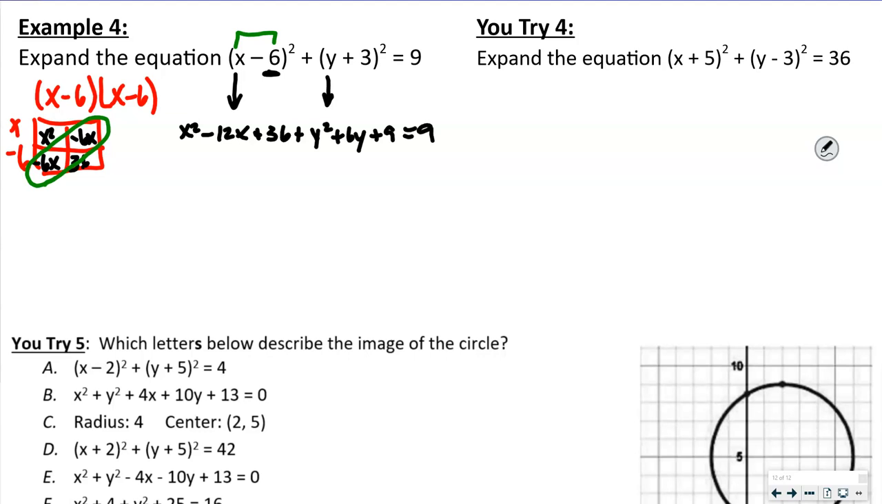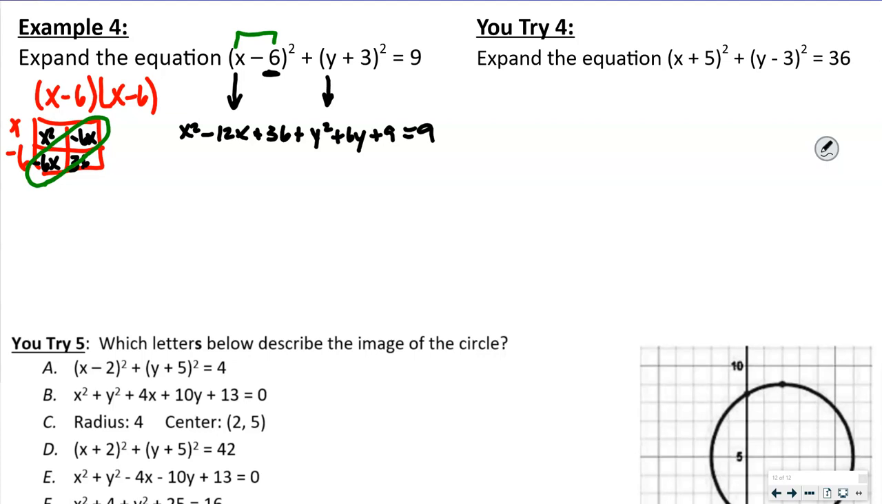Now, again, you can use the box method if you want to, or FOIL. But if you memorize this pattern, square the first term, multiply the two terms together times 2 for the middle term, and then square the last term, then you're always going to get this right.